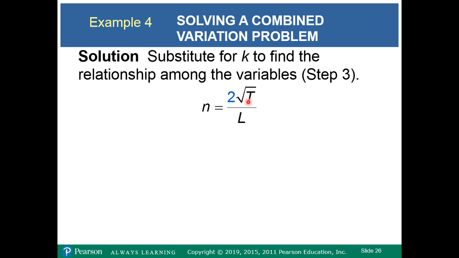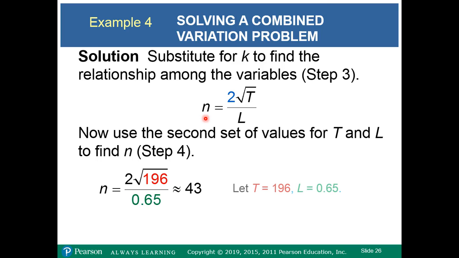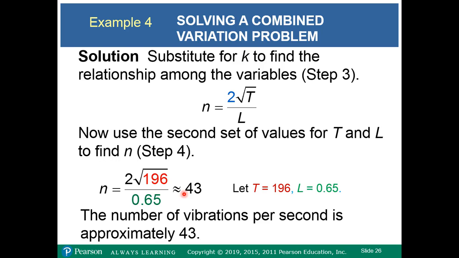Now we can plug in t and L and find the pitch. If we plug in all the information, we find that the pitch, the number of vibrations per second for the string, is about 43. So approximately 43 vibrations per second.